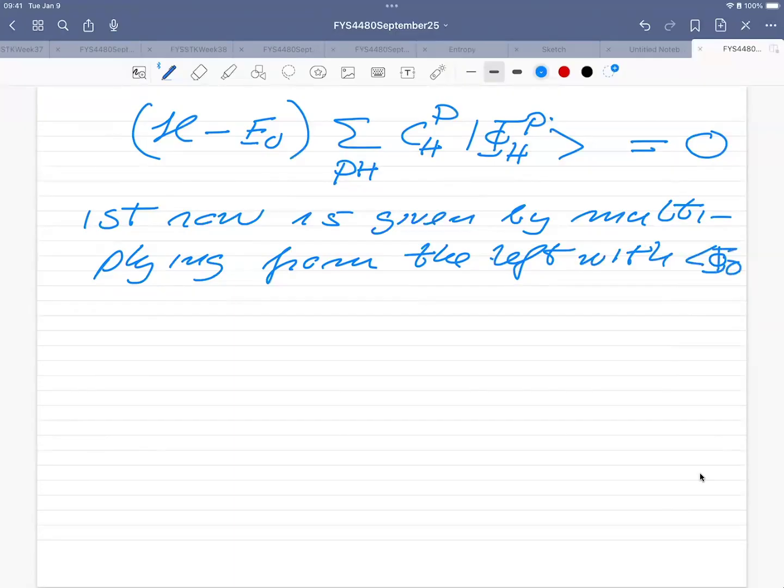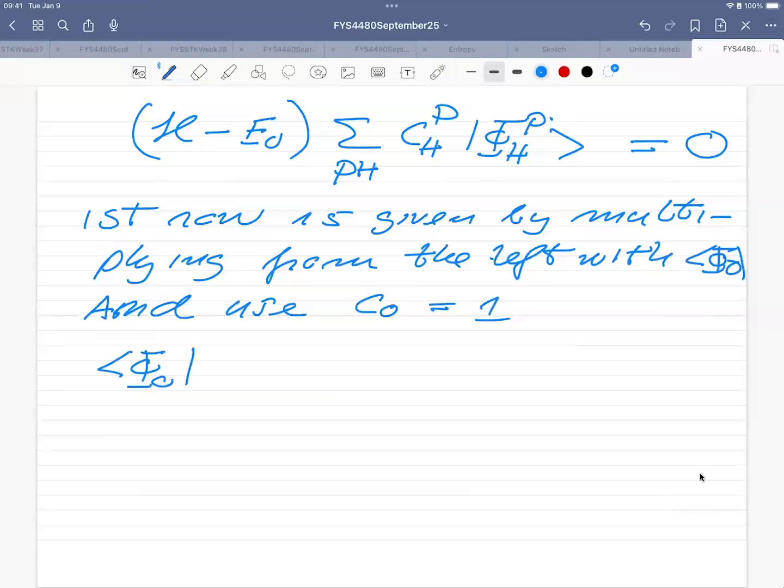So let's do that. And we will use the intermediate normalization for simplicity and use that C0 is equal to 1. So if I now do that, let's just write out what we are going to get here. So we will get now phi 0. We are just multiplying out. And then I have the Hamiltonian minus E0.